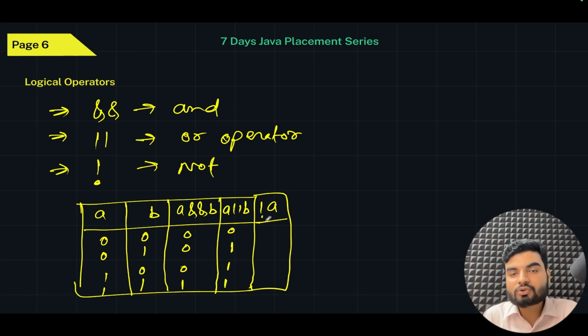Now for the NOT operator, it will just reverse. If this is true, it will make it false. If that is false, it makes it true. So 0 becomes 1, 0 becomes 1, 1 becomes 0, 1 becomes 0. So that's how they work. I'll show you the real-time examples, don't worry. We'll see in the practical ones, we'll finish these operators.